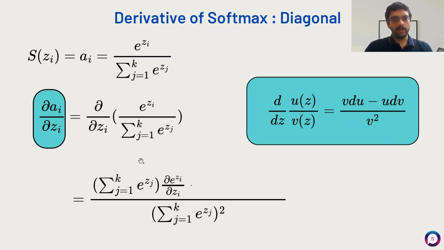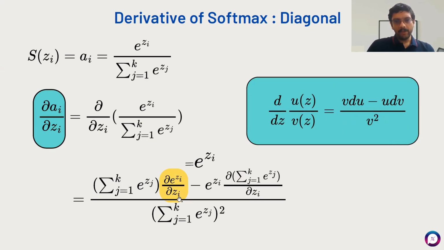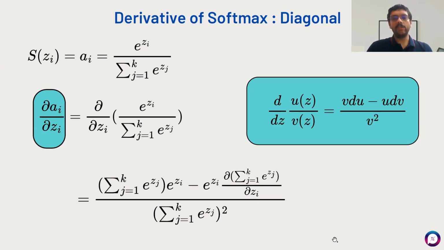So it's this denominator term times the derivative of e^zi by zi minus u dv. So u is this, e^zi, times the derivative of this, the sum term, right? Now, the derivative of e to the power of zi with respect to zi is e to the power of zi. So we can first make that change.